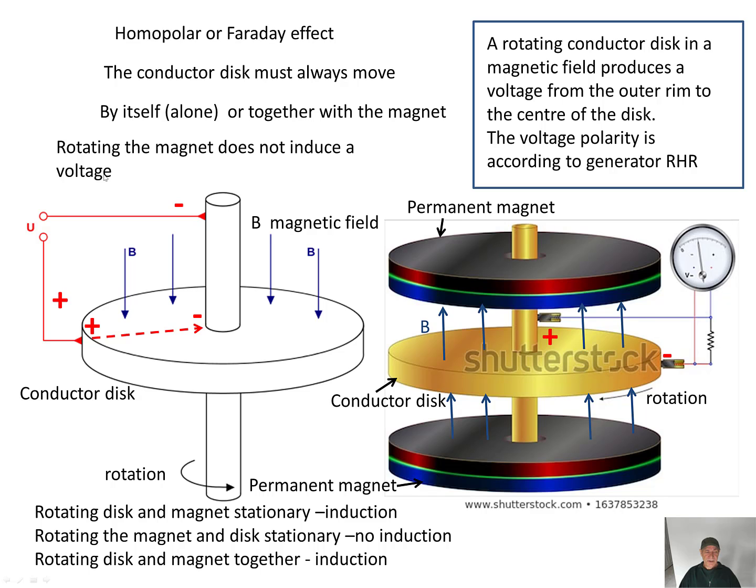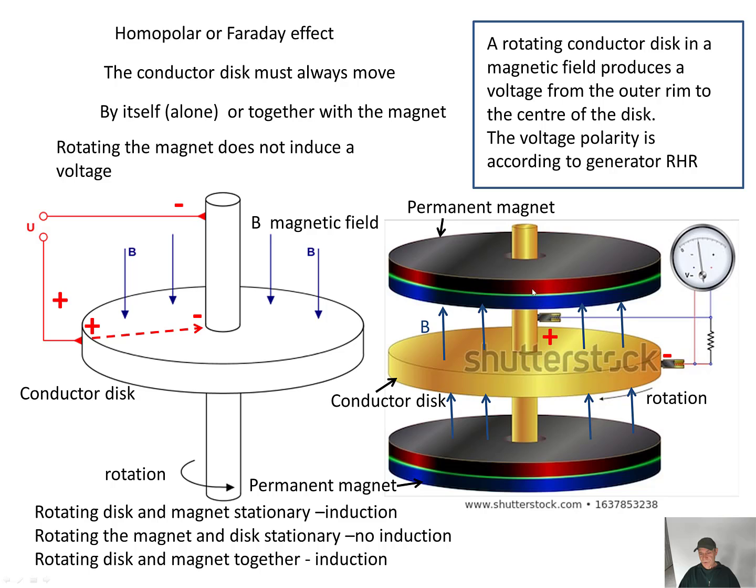In this case, the B field is pointing downwards, the rotation is counterclockwise, and it induces a voltage from the outer rim to the center. On the right hand side, I saw the B field going upwards, so that's why the voltage is from the center outwards. But here you show two permanent magnets.